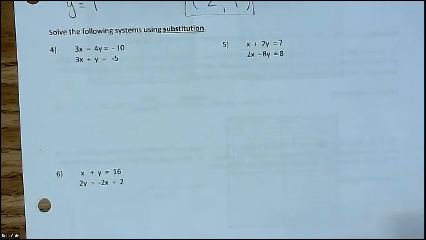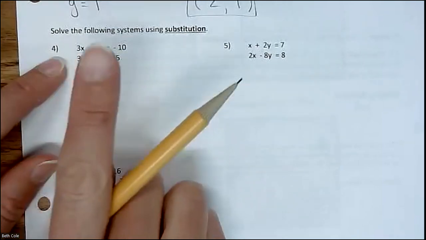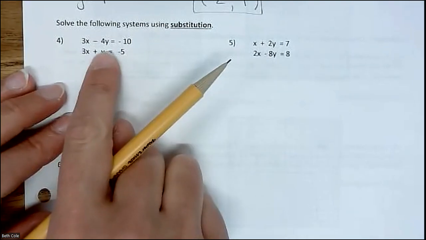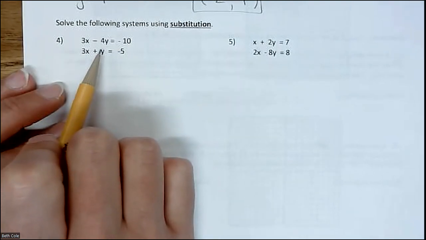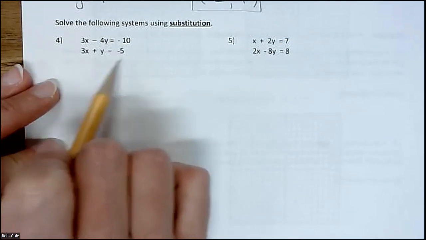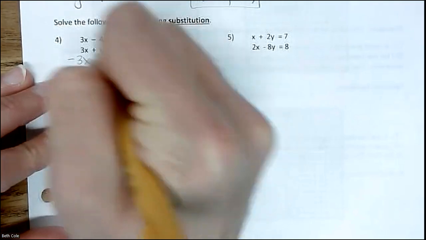Substitution, you get one variable by itself, substitute into the other equation. Which variable would be easier to get alone, x or y? Y. How come? Do you see how it's kind of alone? Like already it's sort of lonely? How would you get y alone? What would you do? Yeah, subtract 3x. Perfect. You want to get y alone.